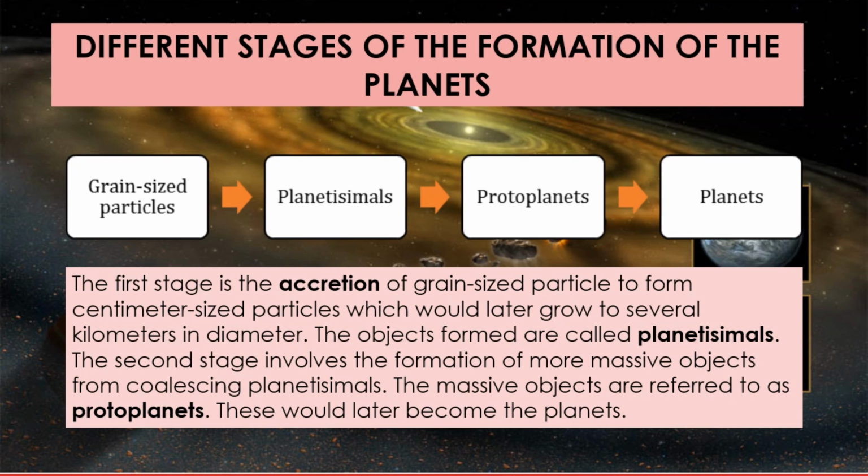The second stage involves the formation of more massive objects from coalescing planetesimals. The massive objects are referred to as protoplanets. This would later on become the planets. So as the particles combined and clumped together, they became larger and larger, from grain-sized particles to planets.